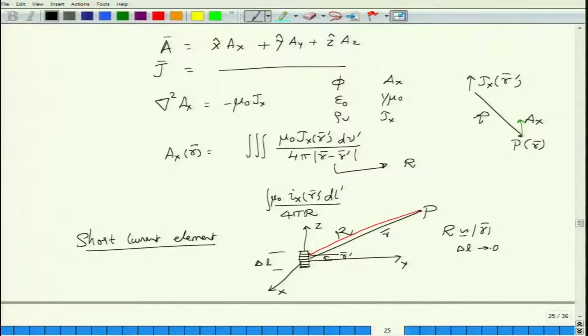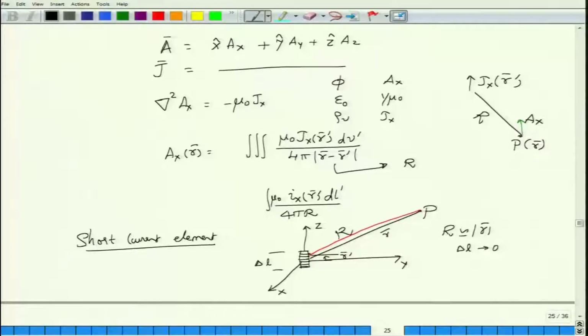That is, if the line element starts to appear like a point, then there is essentially no difference between the point on the line element to the observation point, or from the origin to the observation point itself. So this is the kind of approximation that we would like to use.